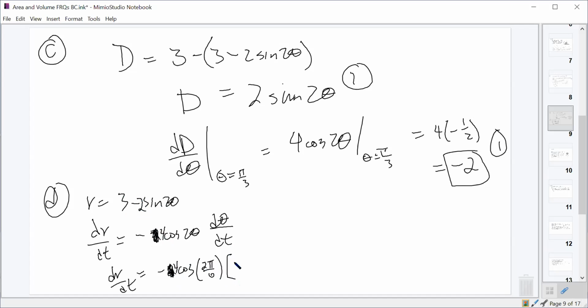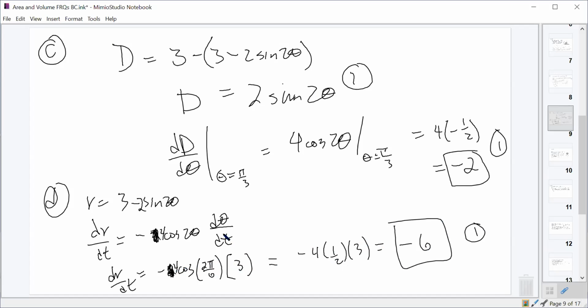Now I forgot. What was d theta dt? It's 3, is that right? Yeah. Okay. And so we got cosine of pi over 3, which is a half. We got negative 4 times a half times 3, which gives us negative 6. So 1 point for the answer and 1 point for correctly taking your derivative with respect to t of everything. Good or no?